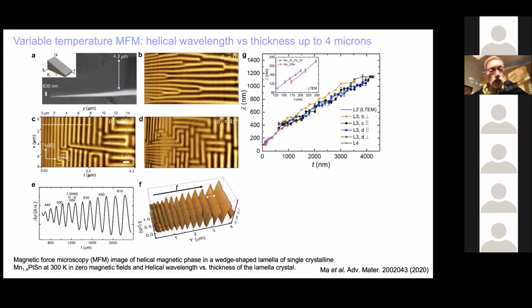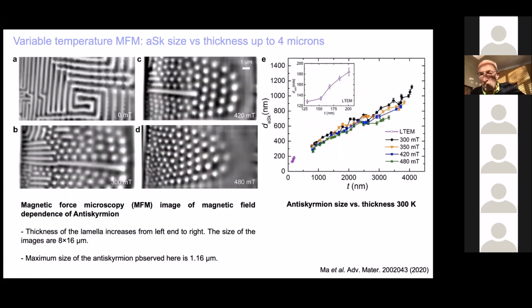And I think, of course, you can see from these magnetic force microscopy images that the period is much smaller on the left-hand side, in the thinner part of the lamella, than on the right-hand side. And you can see on the right-hand side how the period of the helix increases monotonically up to a thickness of 4 microns. Now again, by changing the magnetic field, we can stabilize anti-skyrmions. And these anti-skyrmions look like just dots, because now we're just detecting the out-of-plane Z component.